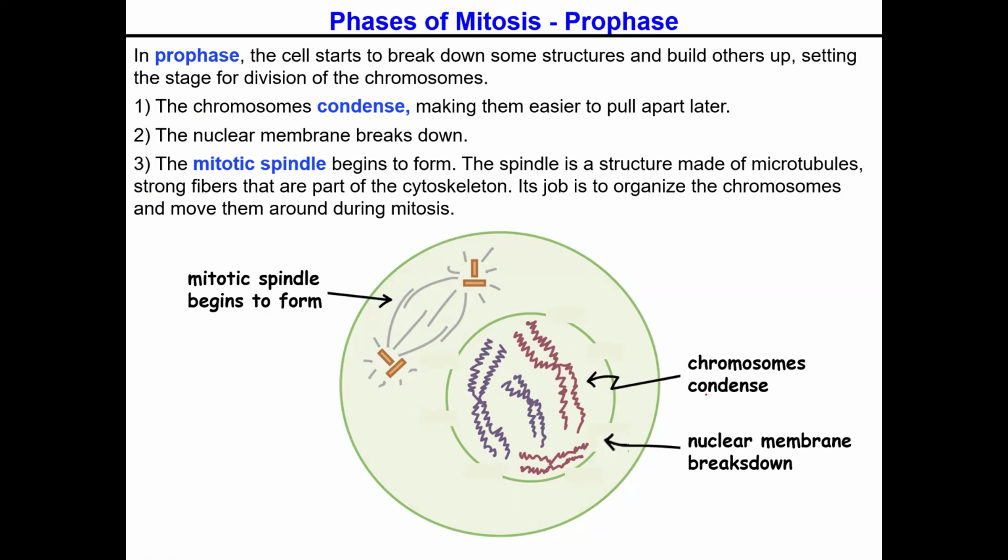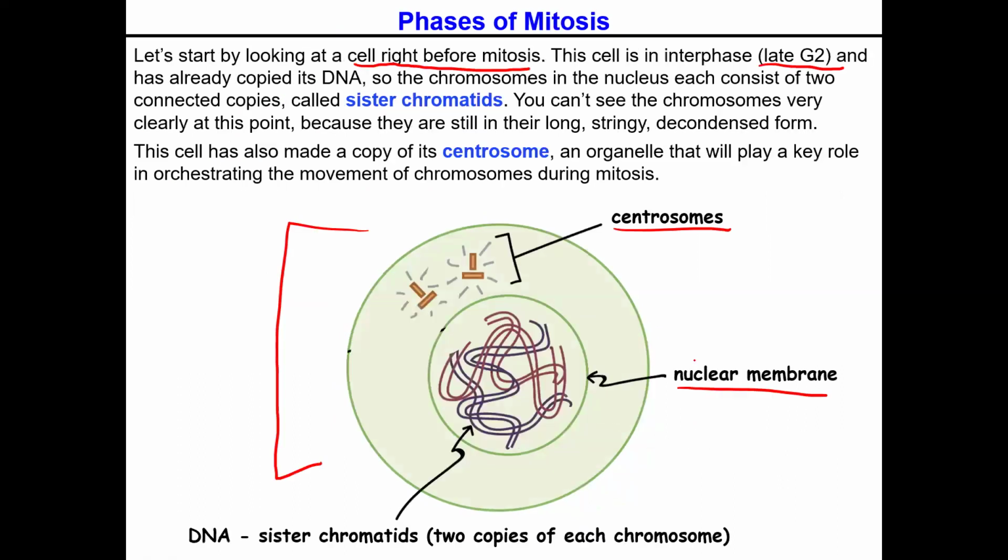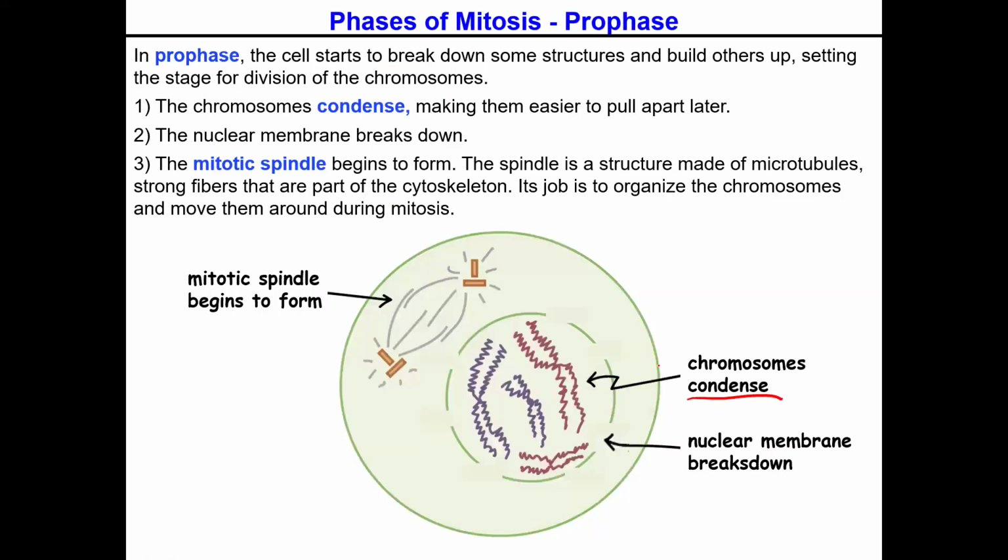You can see that right here, the chromosomes are condensing. If we go back to the previous stage, you can see that our sister chromatids are all going to be uncondensed. So they're all just going to be floating around in the nucleus. Over here, in prophase, you can see that our chromosomes are condensing down. So we're going to start to be able to see them.